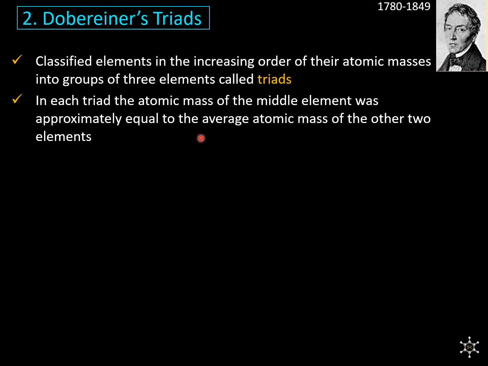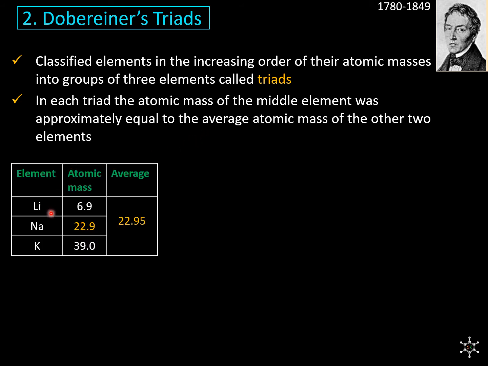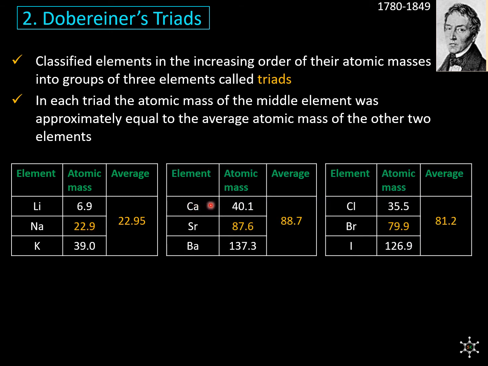elements. Example, if we consider lithium, sodium and potassium, these are their atomic masses. If we add the atomic mass of lithium and potassium and divide by 2, we get 22.95. This is approximately equal to the atomic mass of sodium. Similarly, we have calcium, strontium and barium as another triad. Chlorine, bromine and iodine form one more triad.